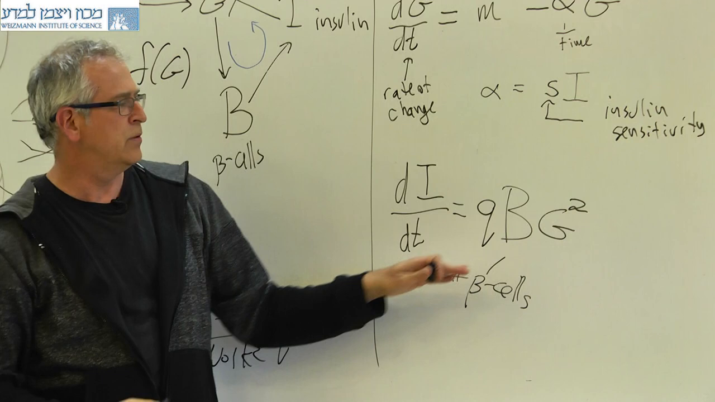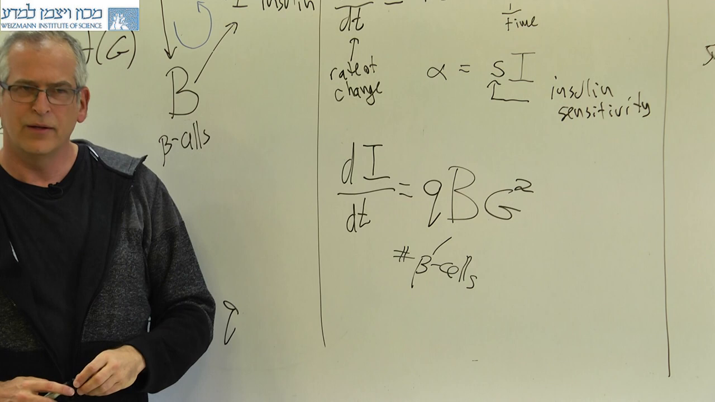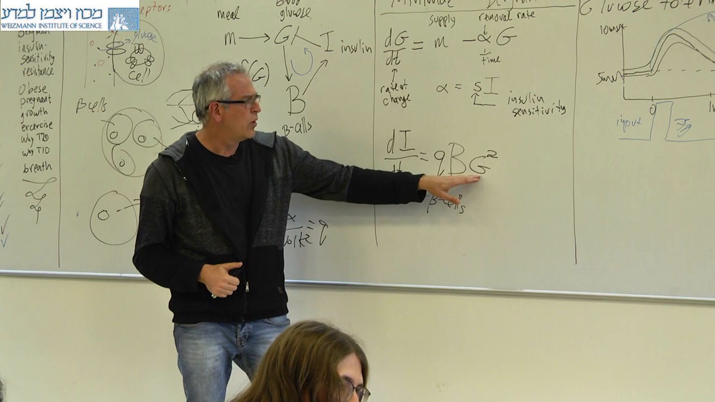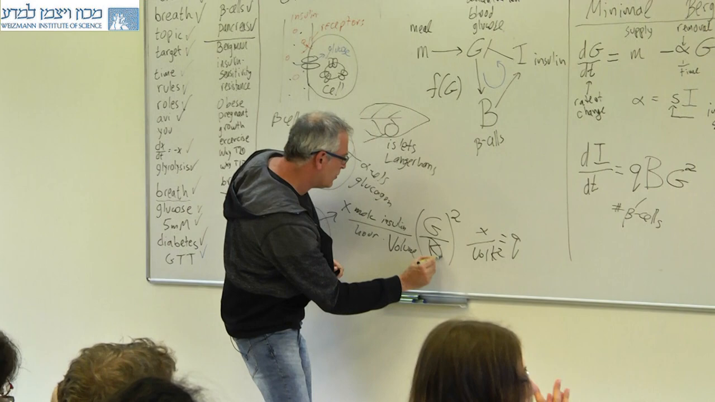So that's a production term. Did I explain myself? G is already incorporated into Q? Yeah, right. So I want to leave G out, and Q will have all of this. Thanks, I wasn't clear. It'll have everything but the G squared.